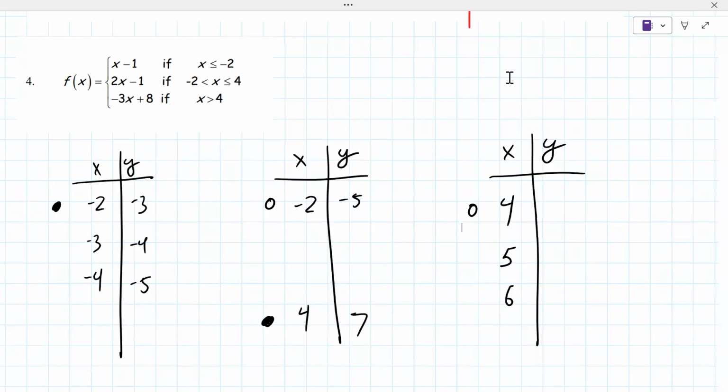For the third one, yeah, putting them in this third piece. -4. We're talking about this third piece, right? Oh, yeah. Okay. -4. Right. And then -7, and then -10.